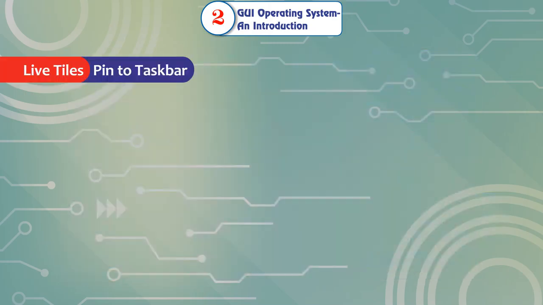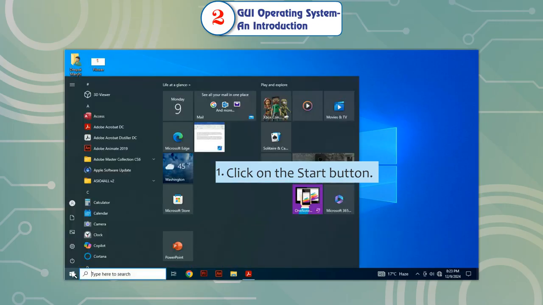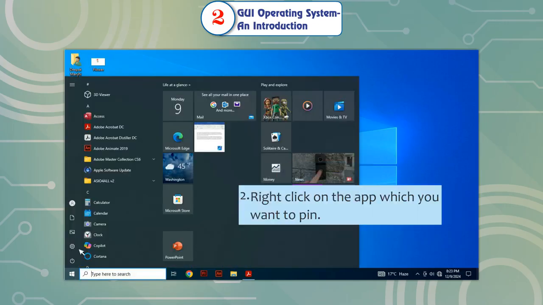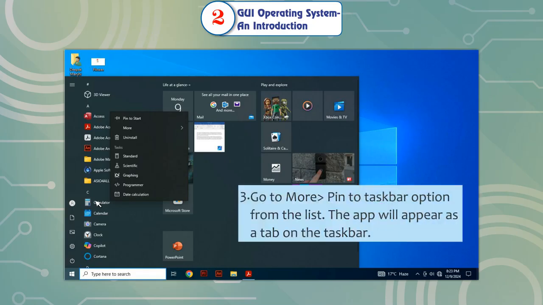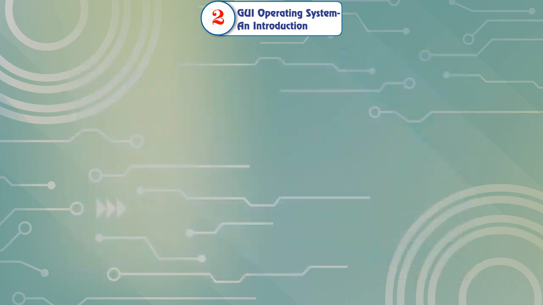Pin to taskbar. 1. Click on the Start button. 2. Right-click on the app which you want to pin. 3. Go to More, Pin to Taskbar option. From the list, the app will appear as a tab on the taskbar.